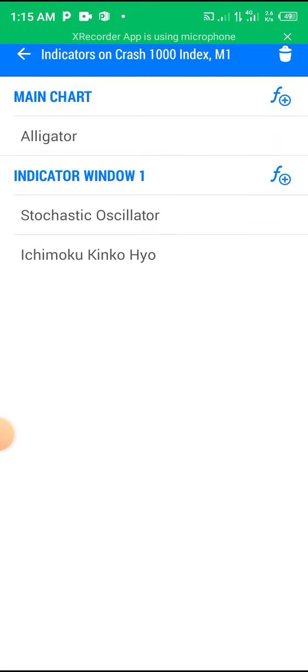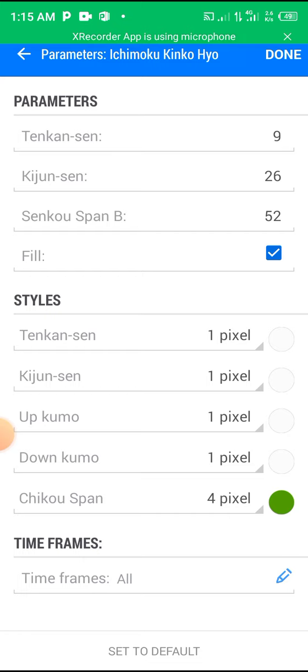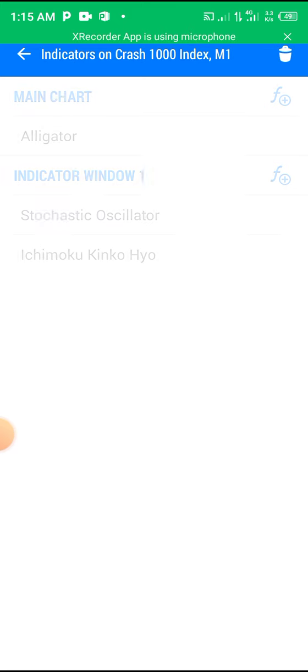After that, you click on done, and the last indicator here will be the Ichimoku, and these are the parameters. Screenshot them guys, and use them on your own chart. And after that, you click on done.